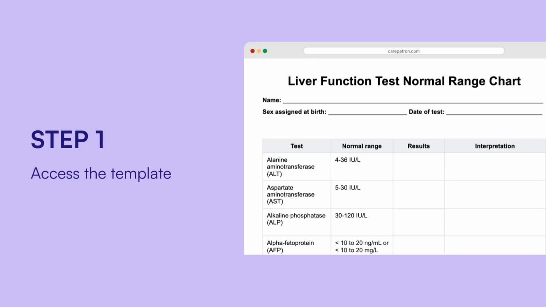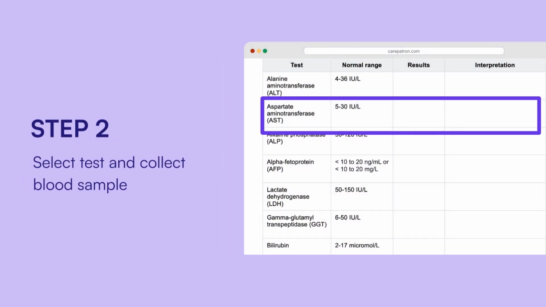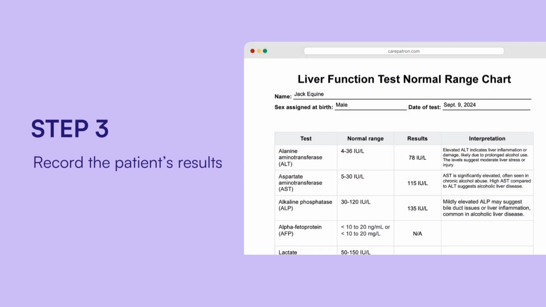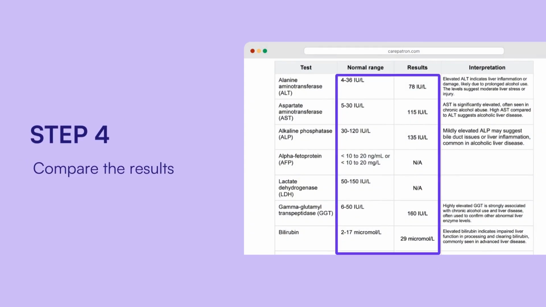How does it work? Firstly, access a template via the Carepatron platform, which you can find linked in the description below. Select the necessary liver function test and collect a blood sample from the patient. Record the patient's results in the template, which includes columns for the specific tests, reference ranges, and interpretation. Compare the results with the normal ranges to assess liver function. Deviations from the norm may suggest potential liver issues.